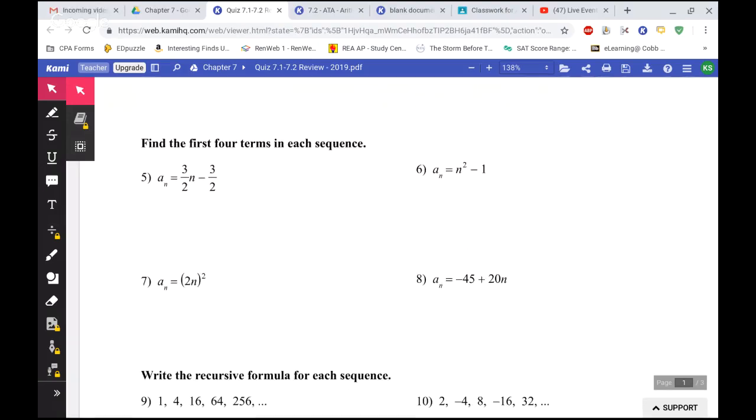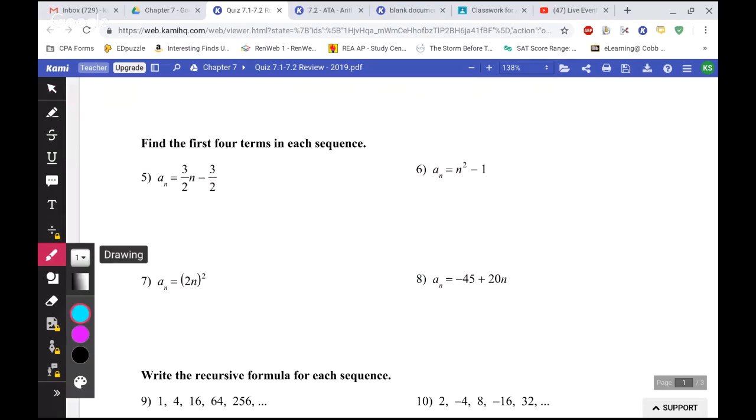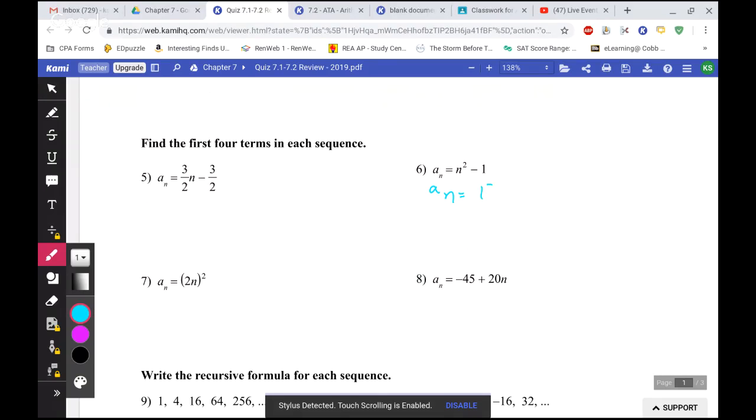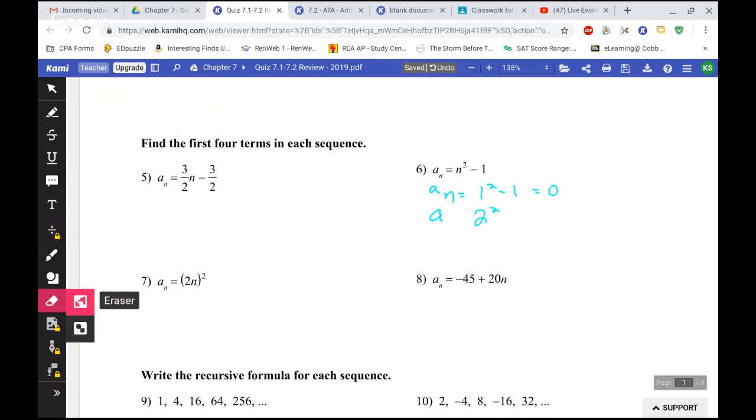All right. So really through 5, 6, 7, and 8, all you're gonna do is plug in where it is in the series. Like, okay, is it the first term, second term, third term, or fourth term? And we're supposed to find the first 4 terms. Yes, ma'am. So on that, all you're doing is doing 1 squared minus 1, which equals 0. And then 2 squared, because instead of a sub n here, that would actually be 1.